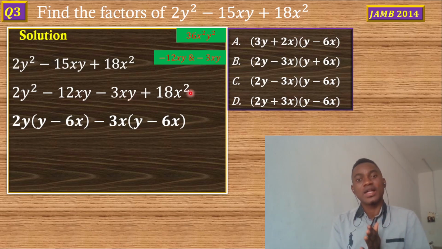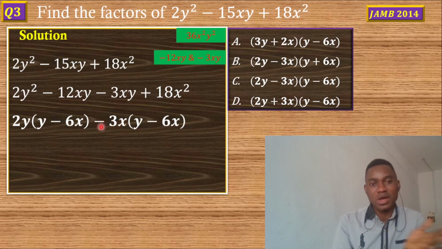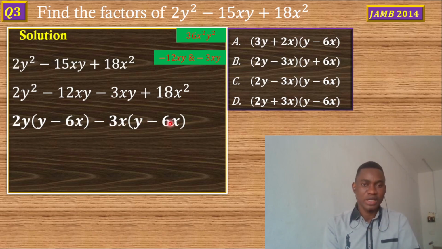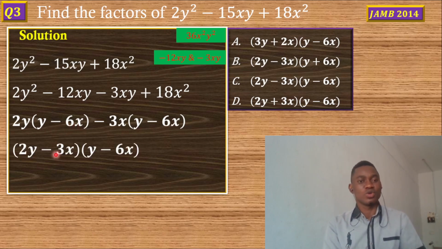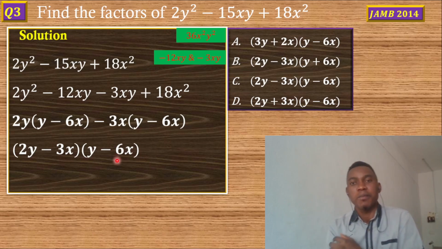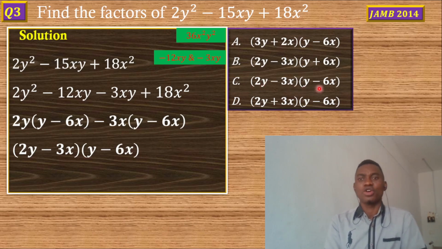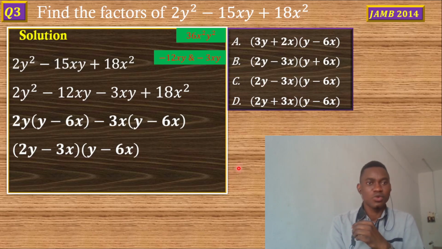Between 3xy and 18x squared, 3x is common. Don't forget to have minus outside. So then we're going to have y minus 6x in bracket. Here we'll take one of the expressions in the bracket since they are common. So we have 2y minus 3x all into y minus 6x. This is the answer to this question, and option C is the correct option to this JAMB 2014 question.